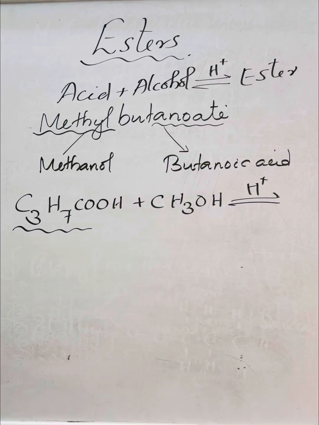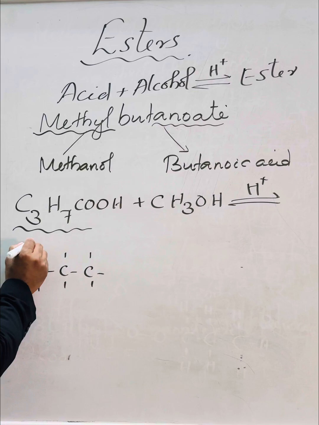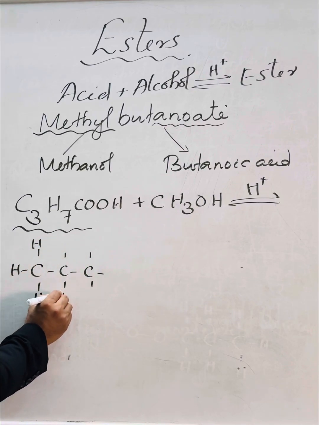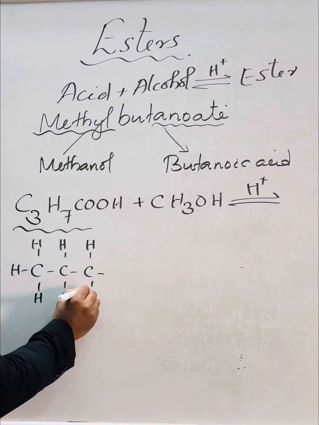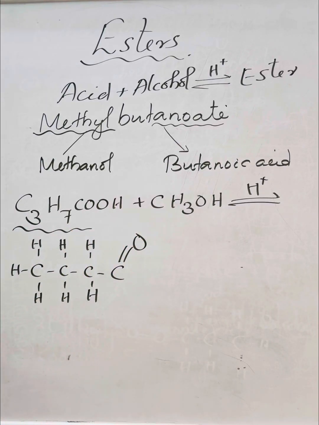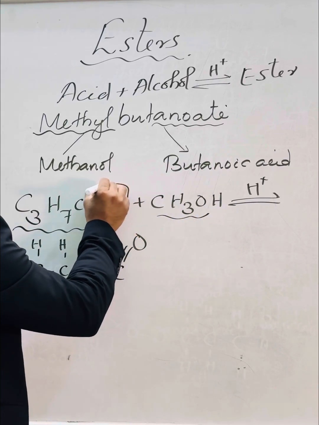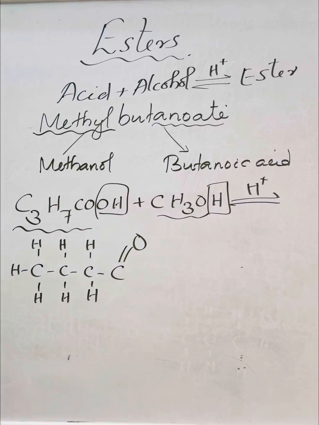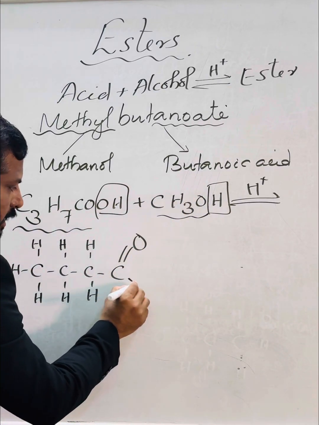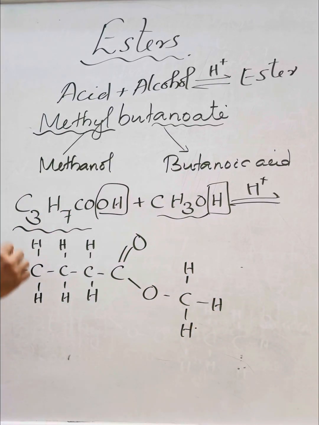Now I am directly writing the displayed formula. How many carbon atoms? 3: 1, 2, 3. H1, H2, H3, H4, H5, H6, H7. Now this C double bond O. Now this part: because this OH and H are eliminated as water, what we get remaining is O, C, H, H, H. This is the displayed formula of methyl butanoate.